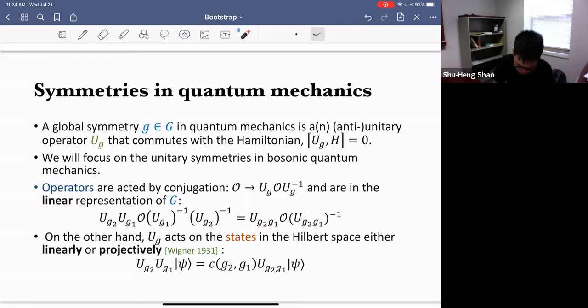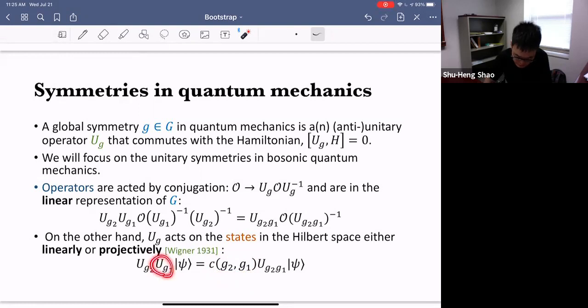On the other hand, U_G, this symmetry operator, can act on the states in a projective manner or in a linear manner. Namely, if I act with U_{g2} and U_{g1} on the state, there can be a phase generally here. Of course, we are always allowed to rescale our operator U_G by a phase. And that rescaling will change this phase over here.